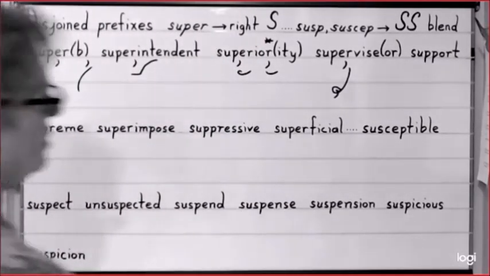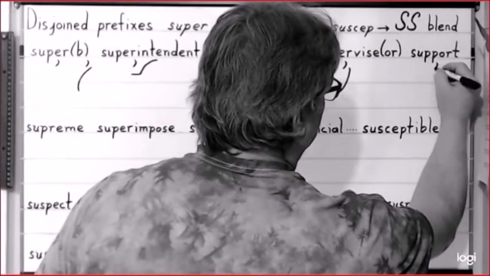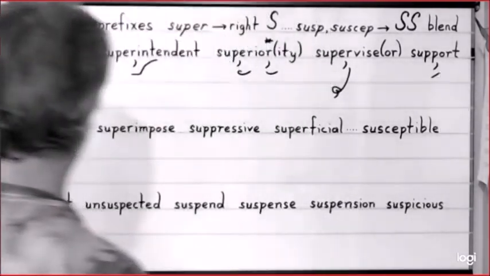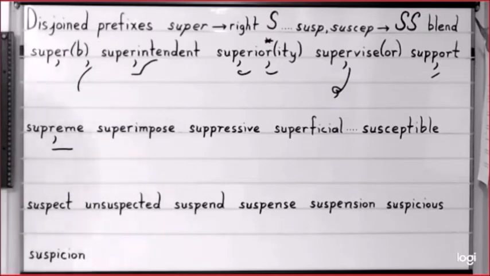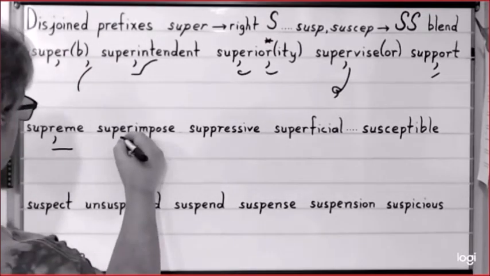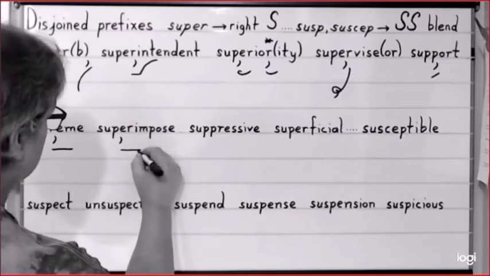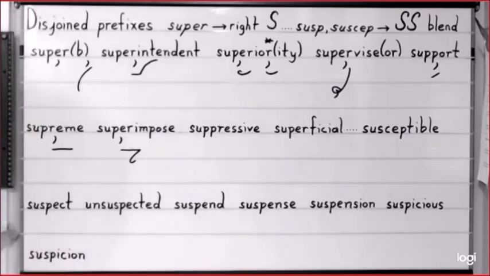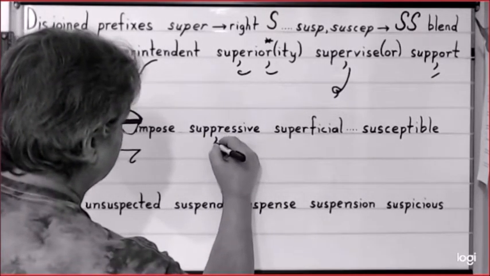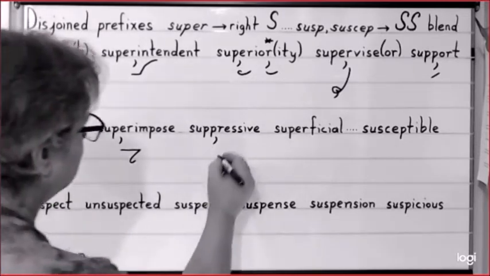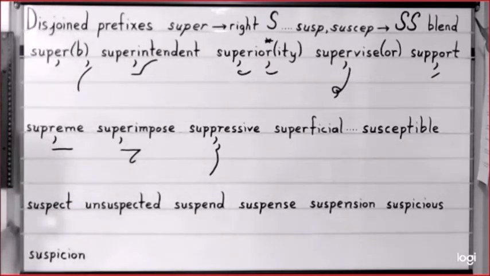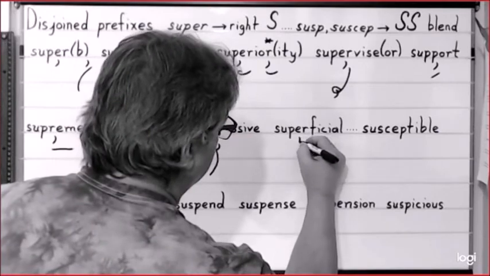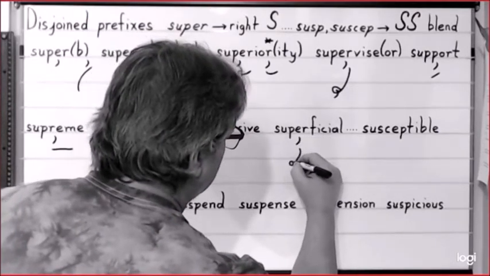For the word support, it is simply S, and then a T below it. For supreme, it is the right S and an N below it. For superimpose, it is S, M, P, O. Here the S on the end here is understood. Suppressive is the S for super, or for the suppress here, and then the sieve is just going to be another S and a V. For superficial, it is an S, and then an F, I, S, H.